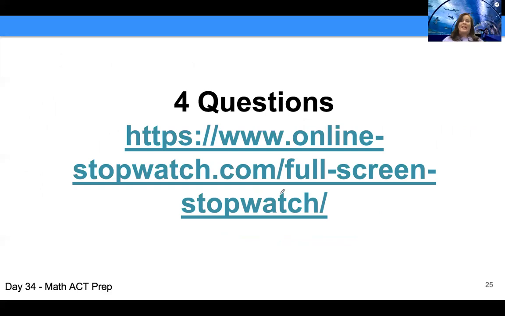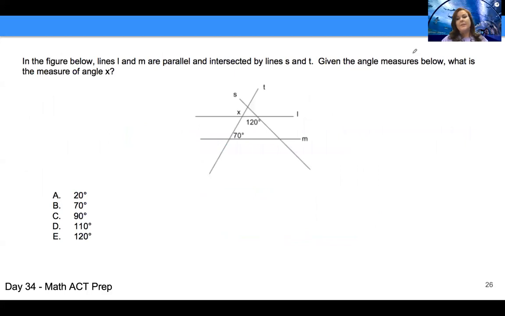Okay, welcome back. Let's check these answers. Here we've got lines L and M are parallel, and they're intersected by transversals S and T. Given the angle measures below, they want to know what X is.